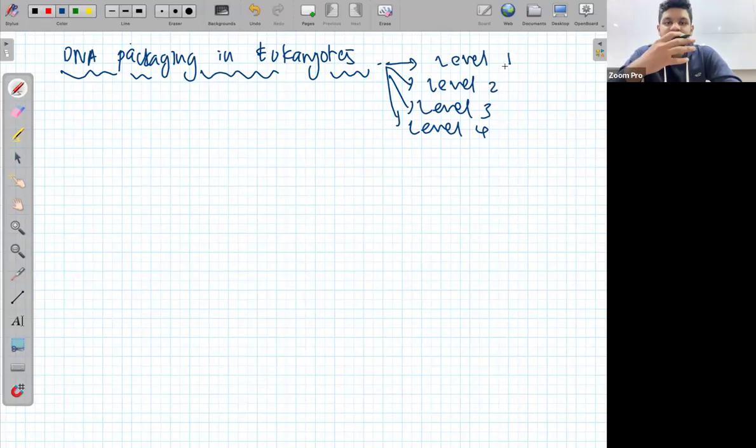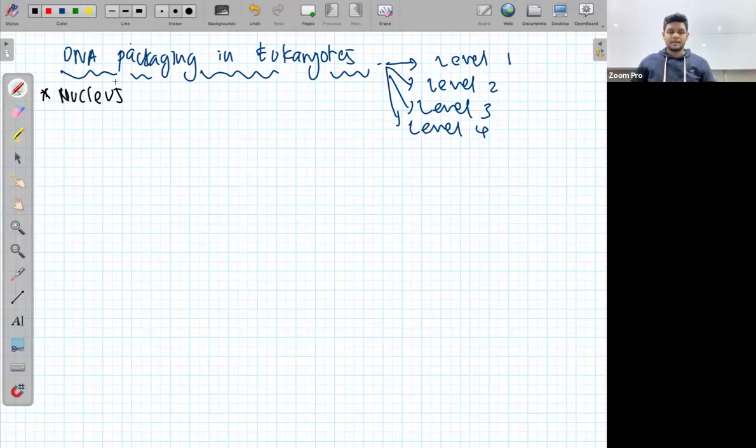Here also, let's go with the definition. What is the definition under DNA packaging? It is the containment of genome in the nucleoid of prokaryotes or the nucleus in eukaryotes. So here, DNA packaging should take place in the nucleus. The process takes place in the nucleus. There, it was circular DNA. Here, it's the opposite. They contain linear DNA.